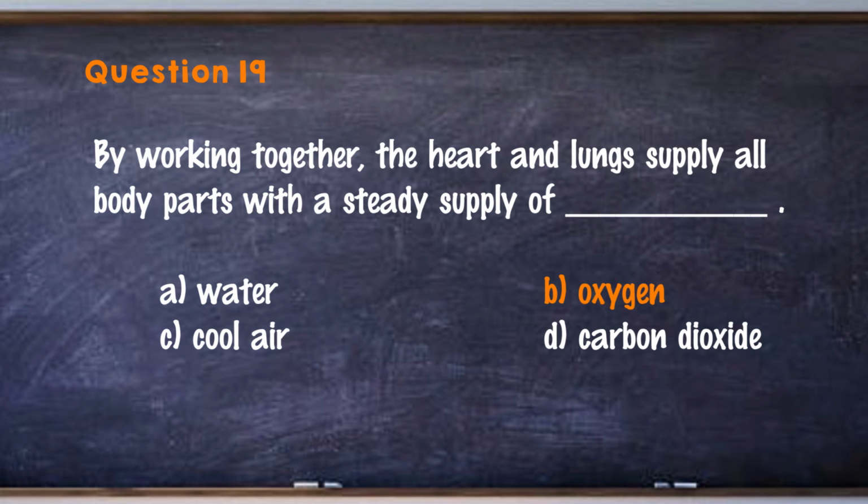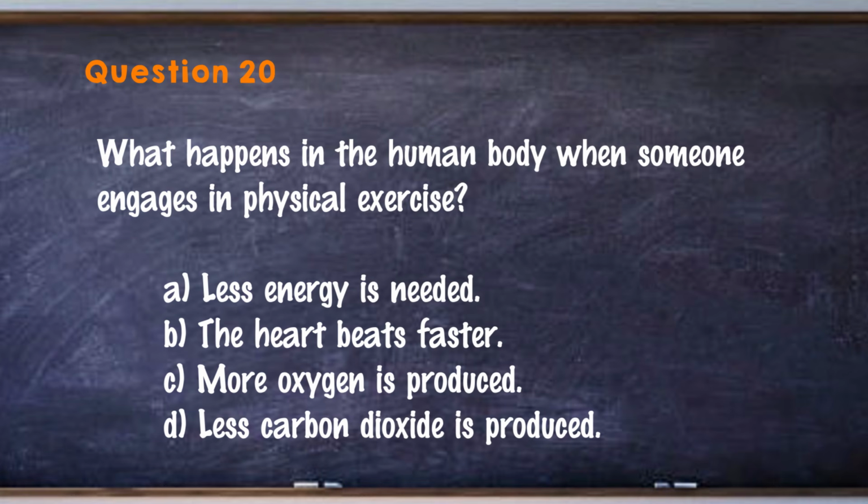It is B, oxygen. The heart and the lungs work together to provide the body with oxygen. Number 20. What happens to the human body when someone engages in physical exercise? Is it A, less energy is needed, B, the heart beats faster, C, more oxygen is produced, and D, less carbon dioxide is produced?